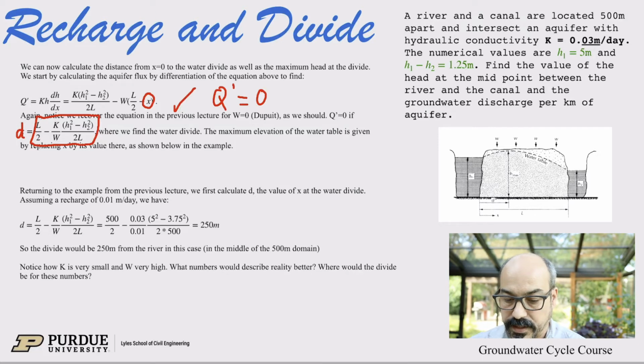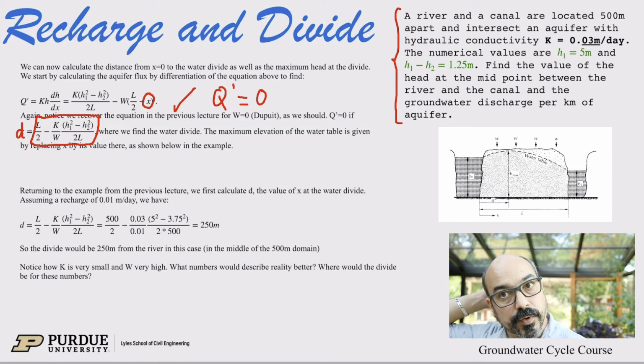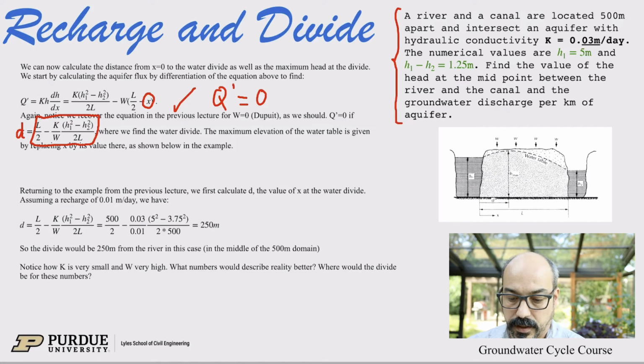Now for the example that we had in the previous lecture for the unconfined aquifer, you can see that we have the value of K. Of course, we have the two heads like before, so 5 meters and 3.75. So we can replace H1, H2, and L was 500. So now we know K. And the only unknown from before was that W. So now we have W is 0.01.